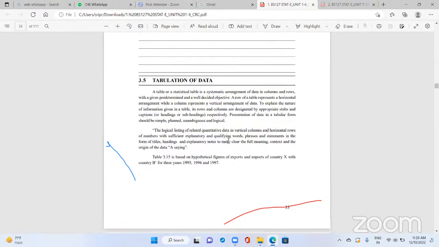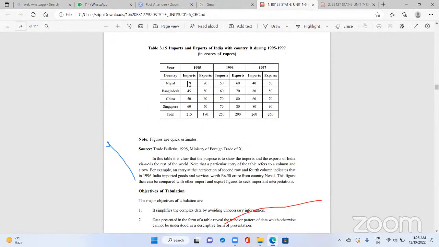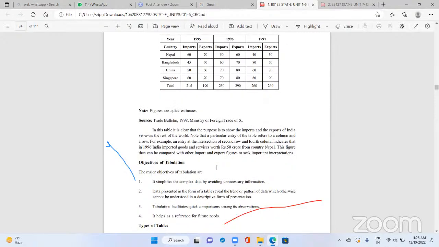Next is tabulation of data. Like this one: the years 95, 96, 97, countries Nepal, Bangladesh, China, Singapore, with imports, exports, imports, exports, and so on.